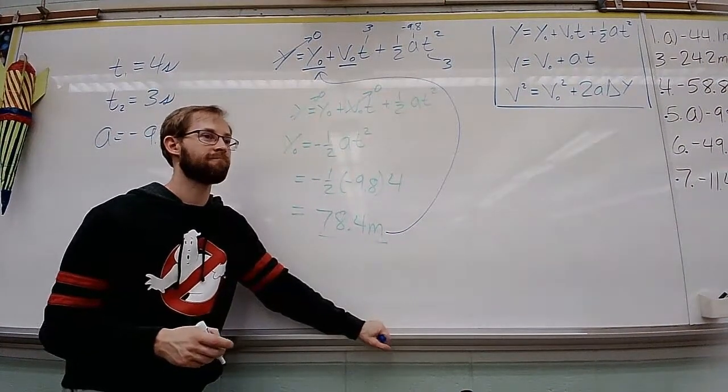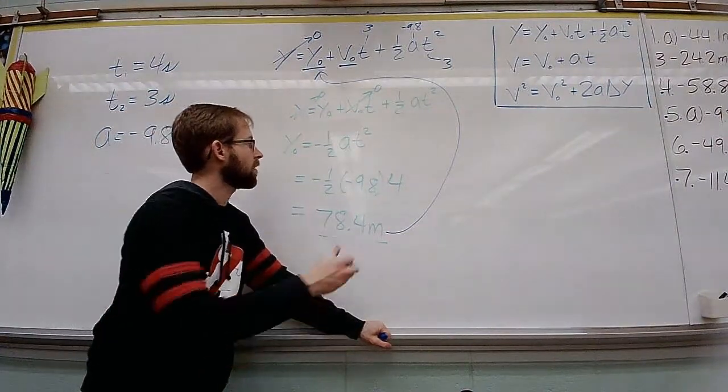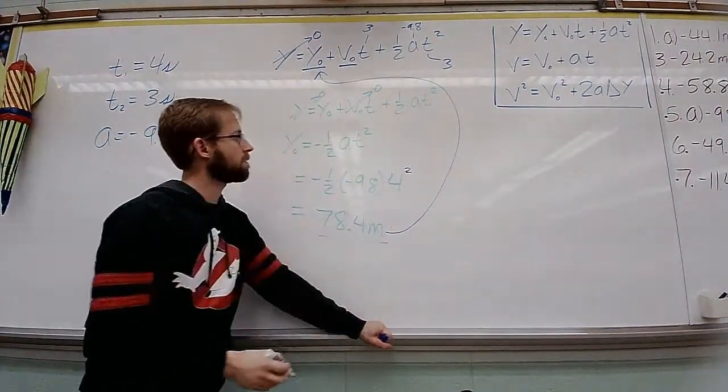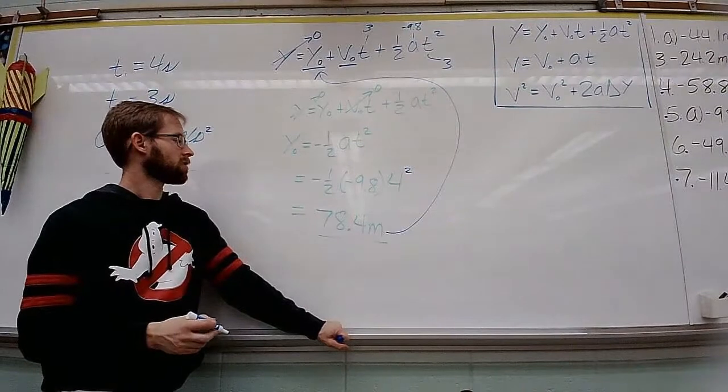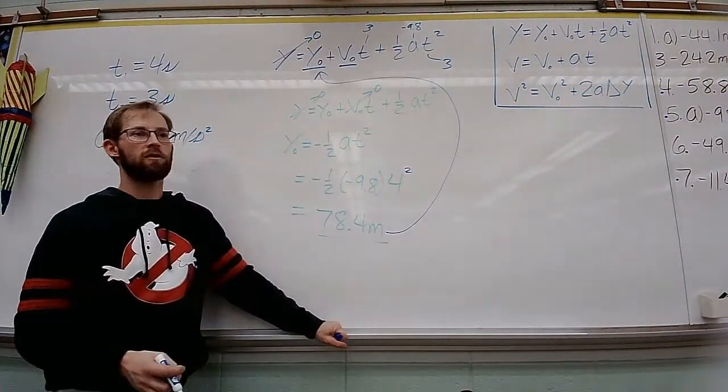Yeah? I was thinking 78.4 from half times 9.8 times 4. You didn't. Oh, yeah. This should be squared. Oh, okay. Yep. So yeah, when you run that, you get 78.4. Questions on 7?